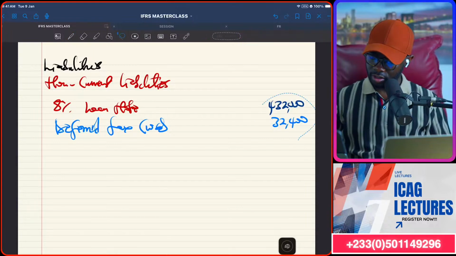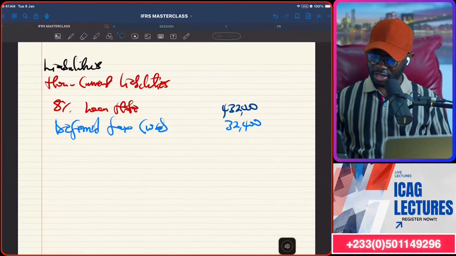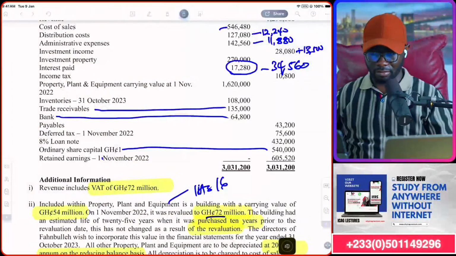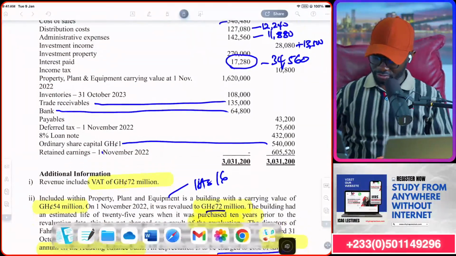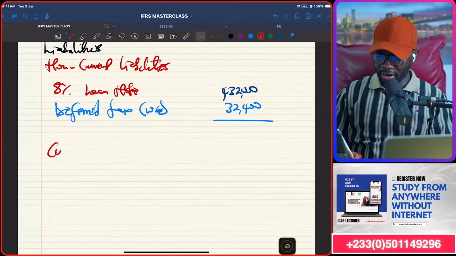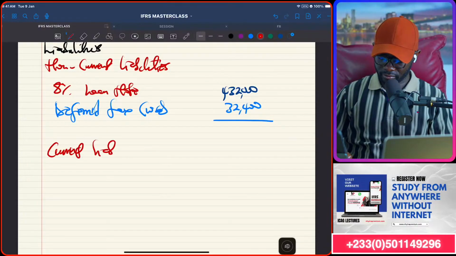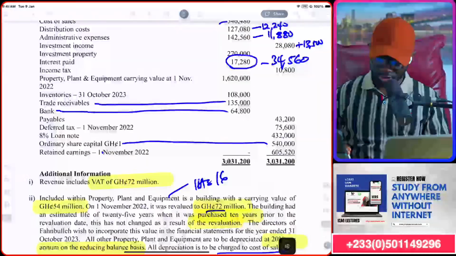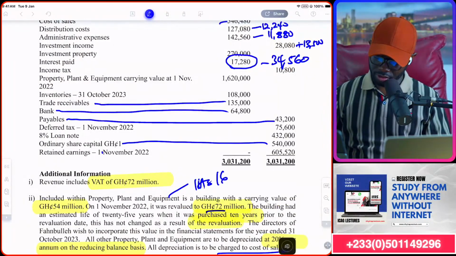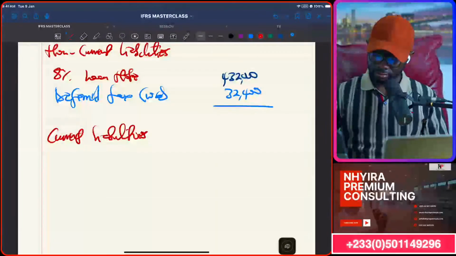$32,400. I could bring that on the first cash column, take the total to the second. Are there any non-current liabilities? I think that is all. Then we bring current liabilities. Do we have trade payables here? Yes. You can see payables, 43,200.